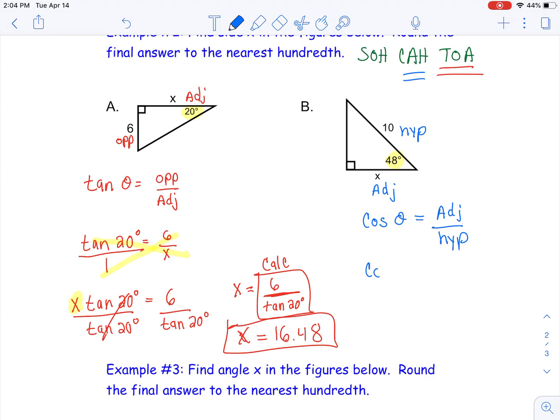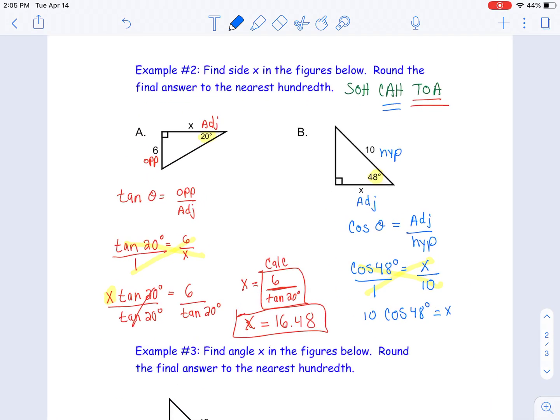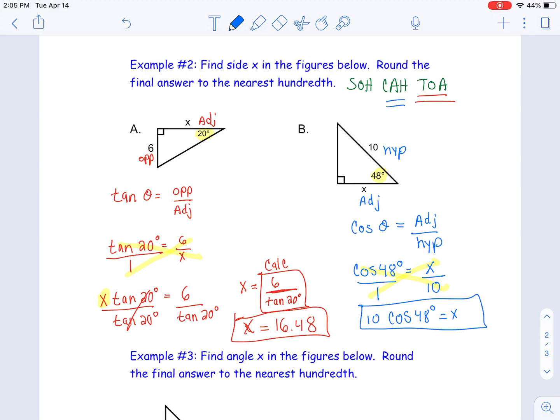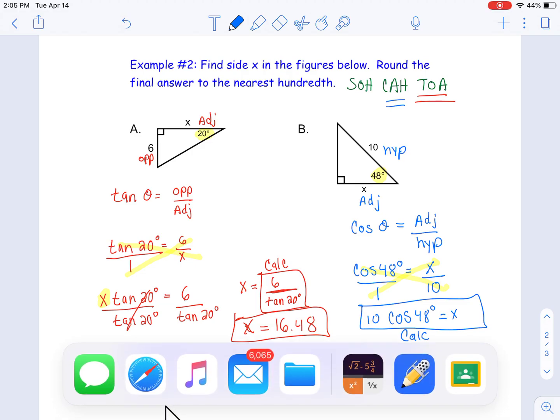So I can write this as cosine of 48 degrees is equal to adjacent, which is x, over hypotenuse, which is 10. I'll write this as two ratios equal to each other, or a proportion, and I'm going to cross multiply. That's going to give me 10 cosine 48 degrees is equal to x. So I'll plug this into my calculator.